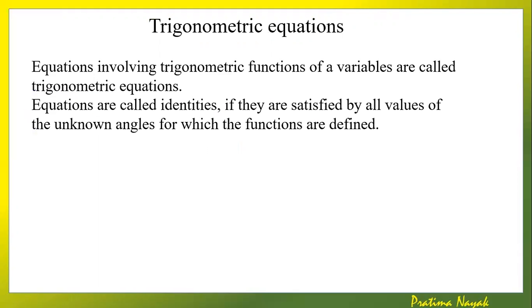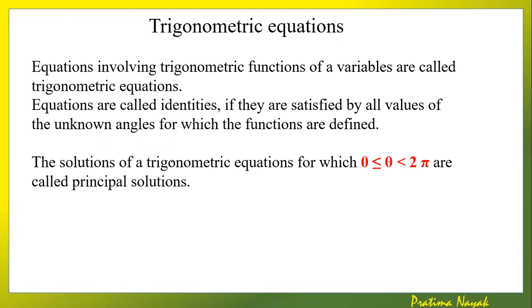Now, equations are also called identities if they are satisfied by all values of unknown angles for which the function is defined. For example, we will take one identity, sin square theta plus cos square theta is equal to 1. This is an equation, but we will say it is an identity because for every value of theta, that is always true. So these are the identities, and you have read about many identities in class 10 and 11 also.